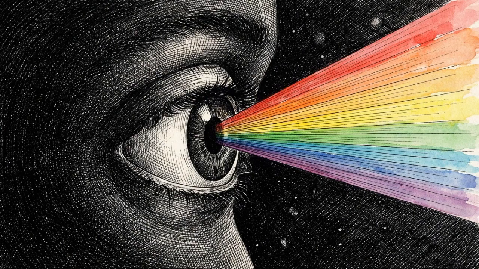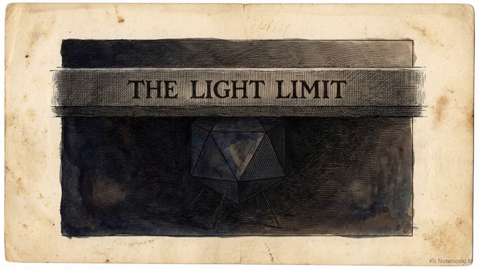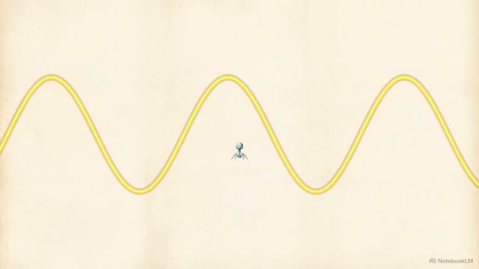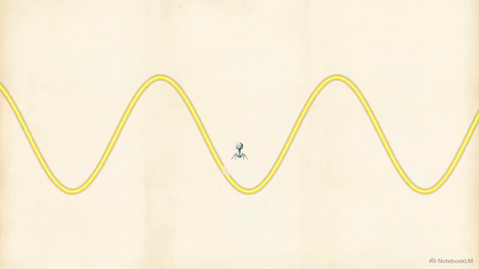Human observation is strictly bound by the physics of light. For centuries, that limitation blinded us to an entire foundational layer of the microscopic world. Lying entirely below that resolution limit is the virus. Measuring between 20 and 300 nanometers, viruses are too small to interact with visible light in a way that our standard microscopes can detect.